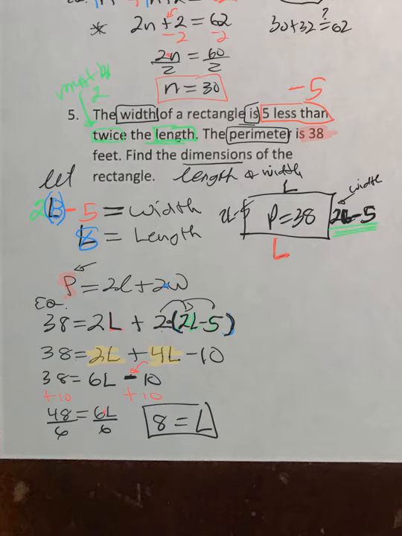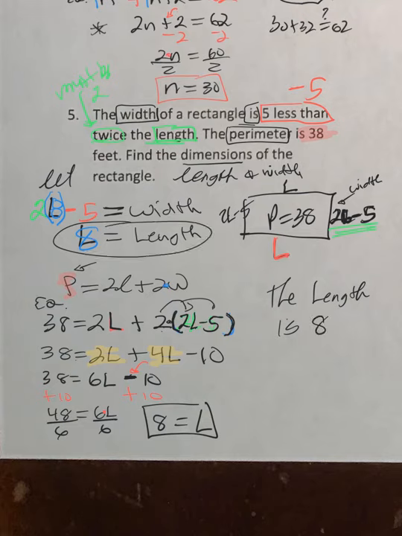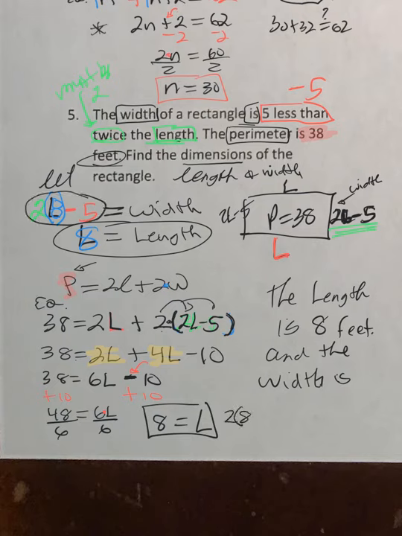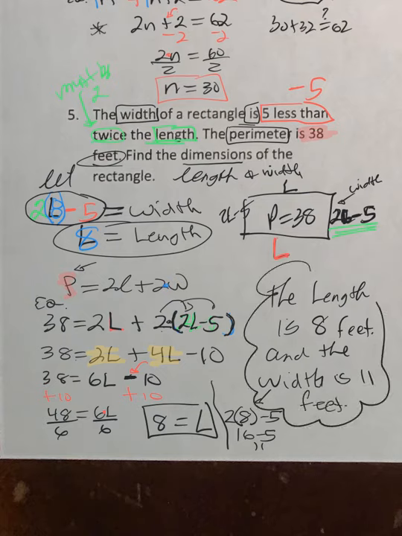And so what does that make the length and the width? Because we have to answer the question. So the length is, doesn't it say the length is 8? And I believe that's feet. So 8 feet. You should always put units if they have units, feet or inches or yards. And the width is whatever 2 times 8 minus 5 is. So I'm going to write 2 times 8 minus 5, right? That's what the width is. So 2 times 8 is 16, minus 5 is 11. 11 feet. So please make sure you're writing your answer in a complete sentence.